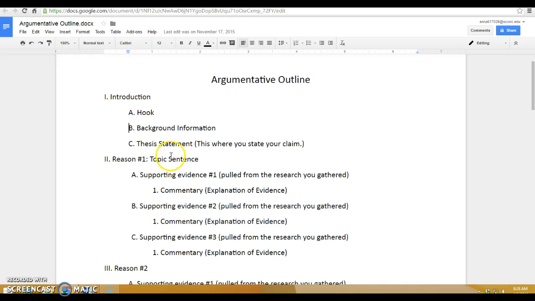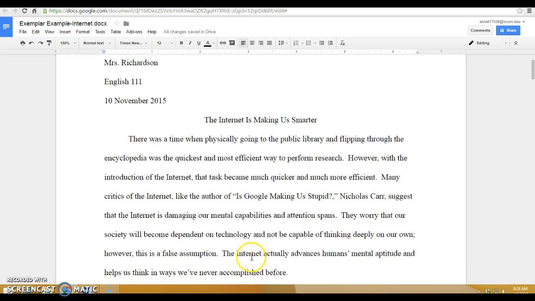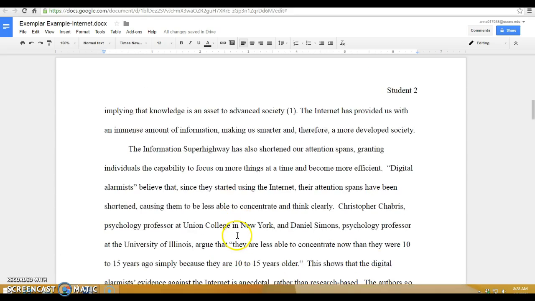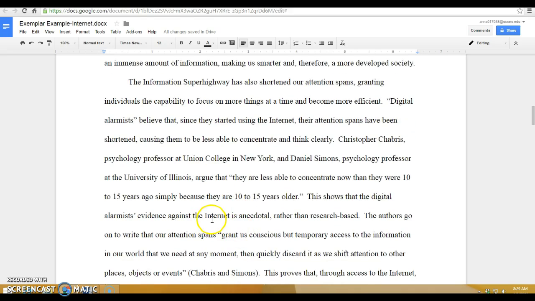Okay, reason number 1. This is where in this topic sentence you're going to state the first reason why you believe this claim. Okay, then you're going to offer a piece of supporting evidence, then commentary, then another piece of supporting evidence, then commentary. If you have a third piece, by all means, you may offer it, but you don't necessarily have to, okay? I'm going to go back to the student example. I'm going to skip the first one and just concentrate on the second one. All right, so here we go.